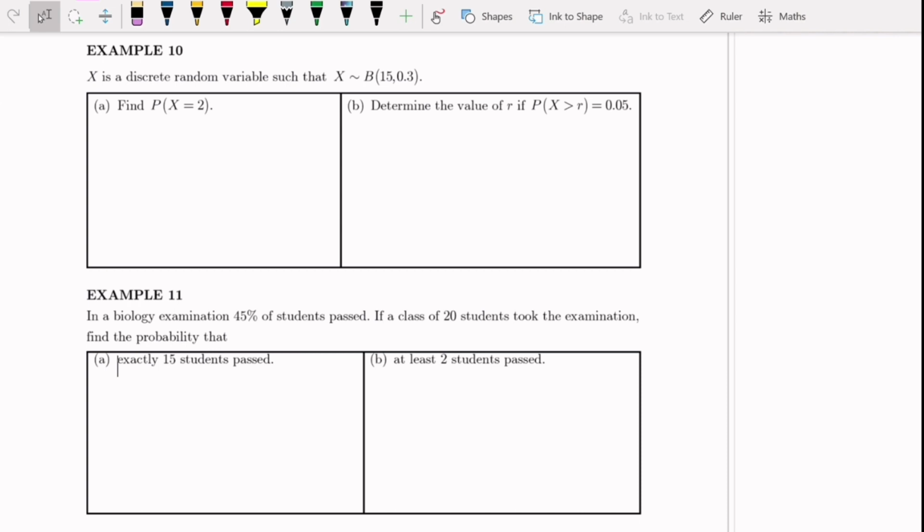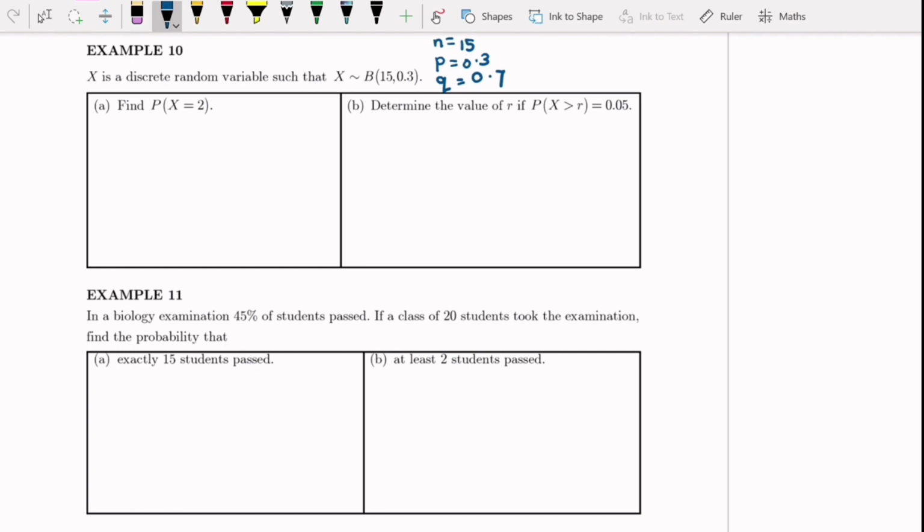Example 10. X is a discrete random variable such that X is binomially distributed with n equals 15 and p equals 0.3. So question A, find the value of probability X equals 2. From this question, we have n equals 15, p equals 0.3, and q is equal to 1 minus 0.3, which is 0.7.